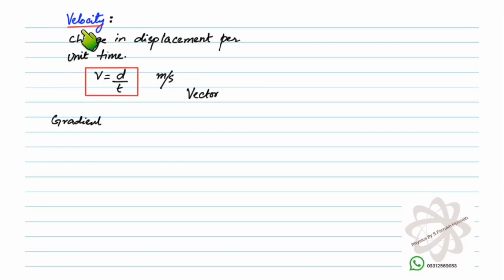Average speed is total distance upon total time, so average velocity will be total displacement upon total time taken. If you sum up the total displacements and you divide it by the total time in which those displacements were made, the ratio will tell you the average velocity, as you have done in average speed as well.